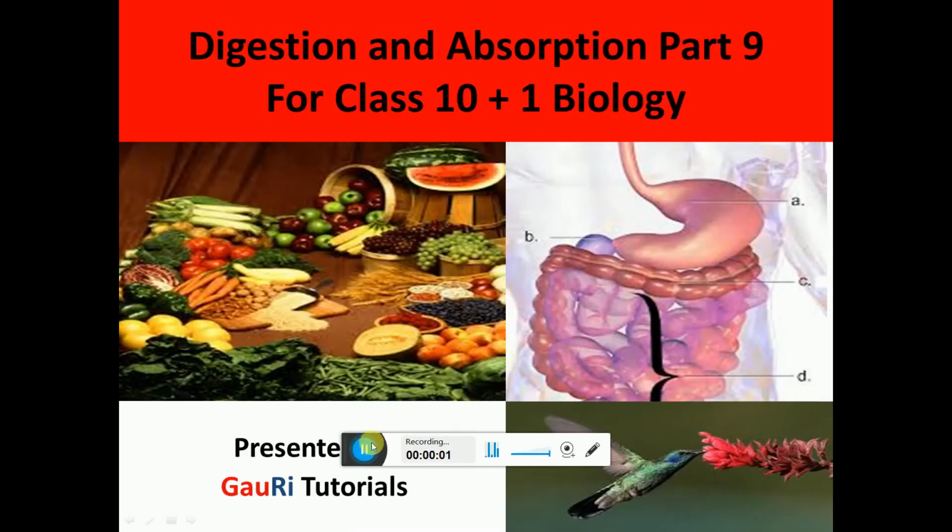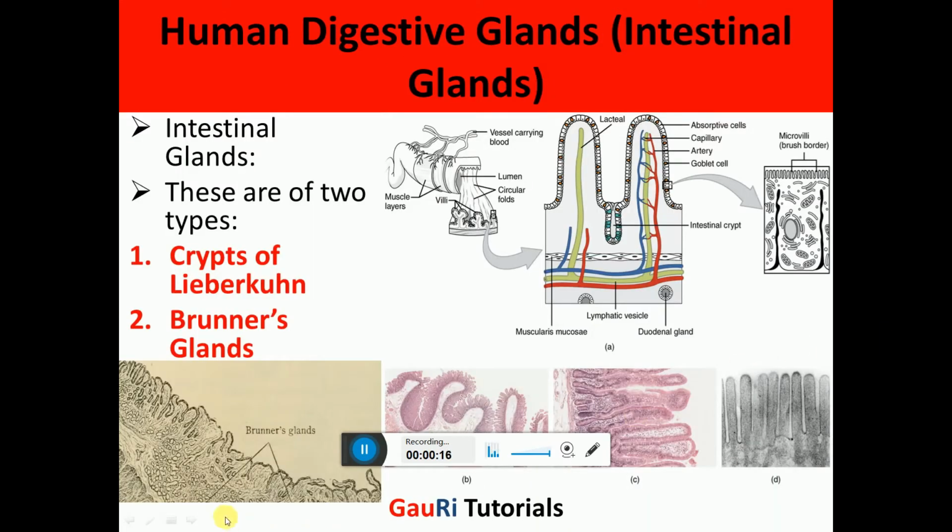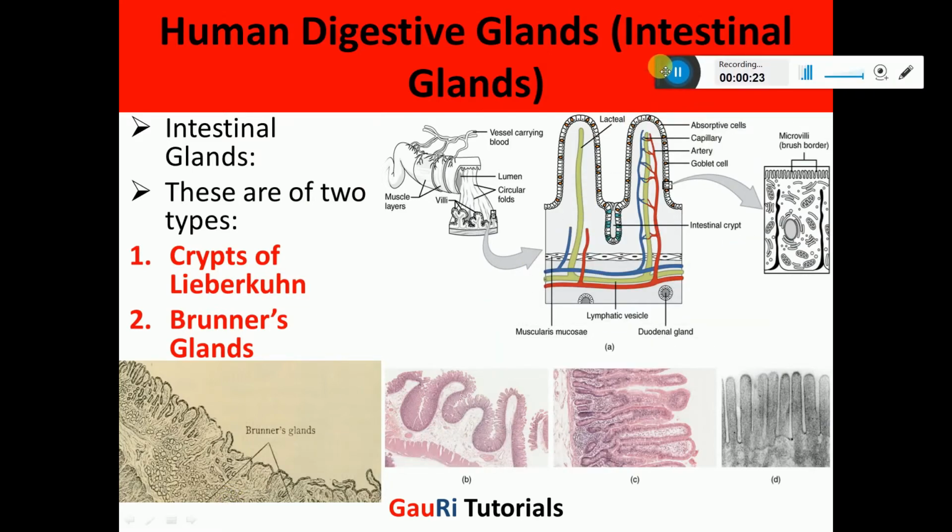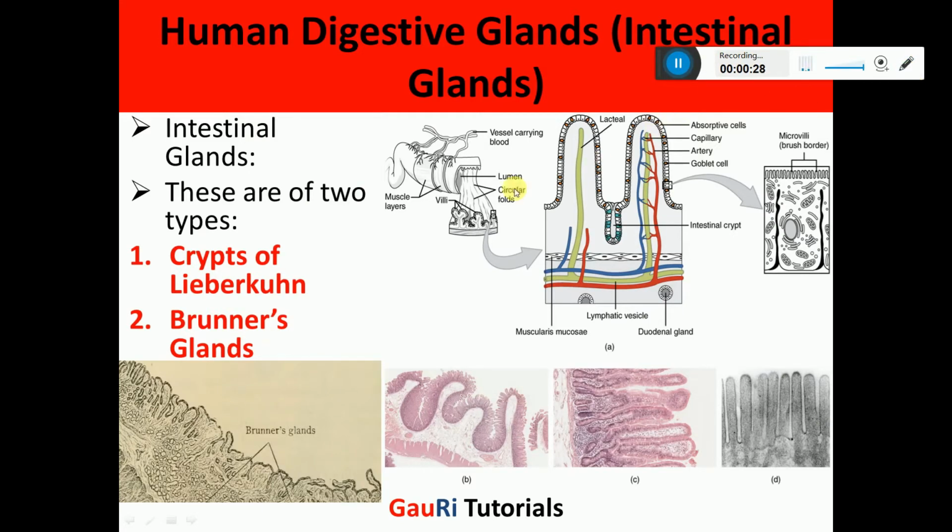In this part of the video, we are going to study the glands which are present in the intestine, and also discuss the histology of the gut or alimentary canal. First of all, we are going to study the intestinal glands. Intestinal glands are present in the intestine and help in the digestion of food by secreting certain digestive juices. There are two types of glands here: crypts of Lieberkühn and Brunner's glands.